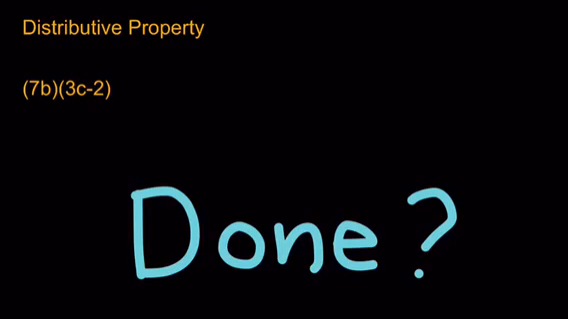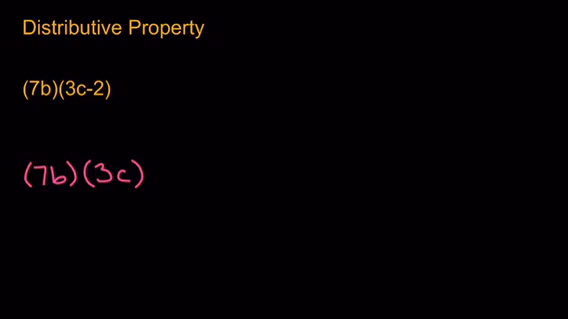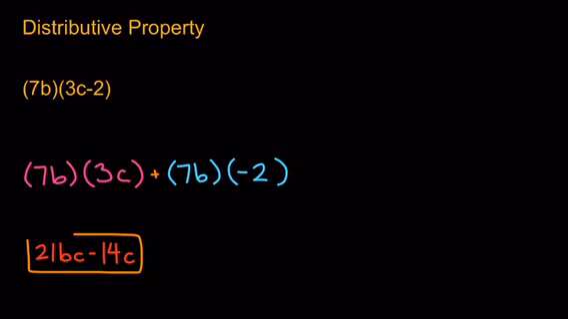Now, it's time to try solving by yourself. For our first problem, use the distribution method in solving it. Are you done? Well, when you multiply 7b by 3c plus 7b times negative 2, the answer is 21bc minus 14b. The next problem should be solved using the FOIL method.